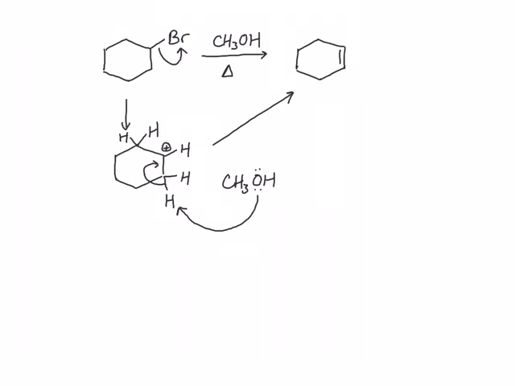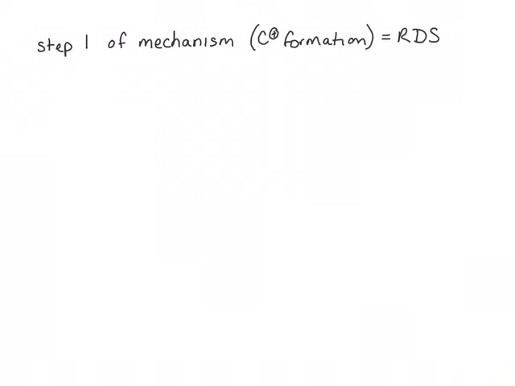Just like in an SN1 reaction, it is the first step of the mechanism that is slow. It is the rate-determining step. Therefore, the rate of an E1 reaction is dependent only on the concentration of the substrate. The structure of the base has no bearing on the rate of an E1 mechanism. We often see that the base is weak, and it's often the solvent.